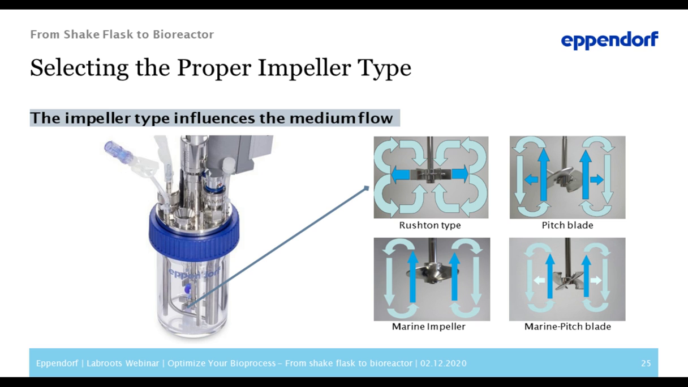A Rushton impeller causes radial flow, whereas a pitch blade impeller causes a combination of both radial and axial flow. And if you're working with really stress-sensitive cells, you can also consider working with a marine blade impeller. The leading face of these kinds of blades can be flat or concave, whereas their back sides are convex. This produces also an axial flow in addition to the radial flow.